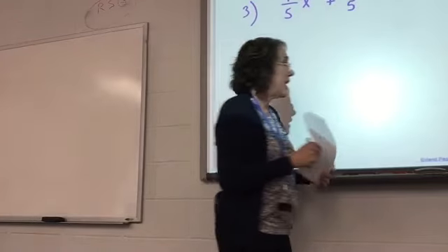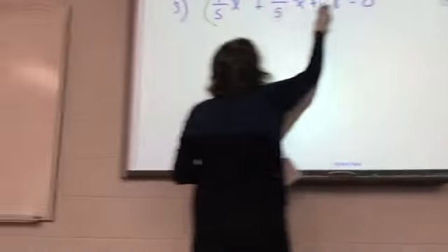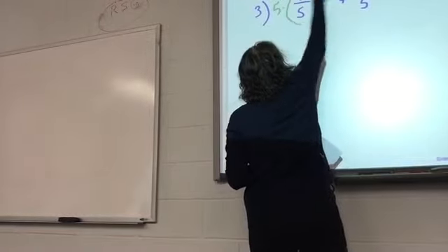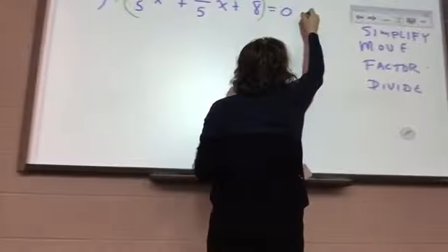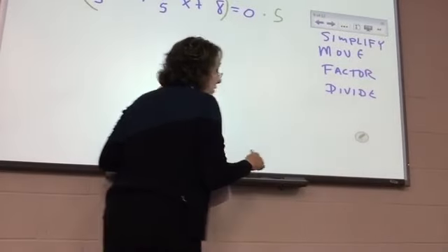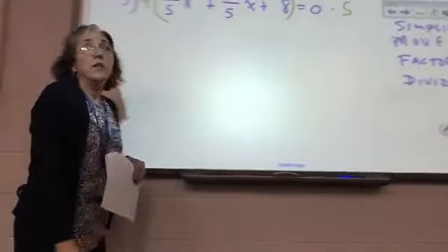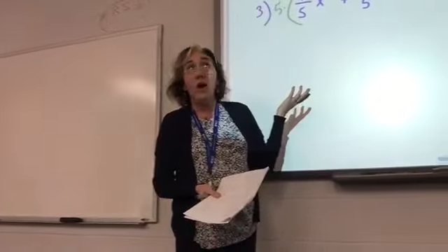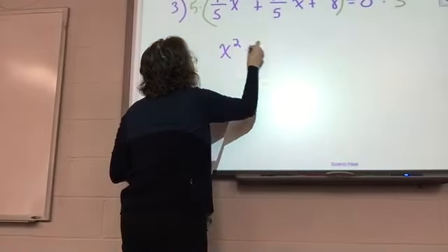So that's the first thing I'm going to do: I'm going to multiply both sides by 5 because that will clear out the fractions. Now remember that 5 gets multiplied by all 3. And it really is multiplied on the other side as well. But 0 times 5 is still 0. So when we take 5 times a fifth, we're going to get 1, right? And so we're left with x squared.